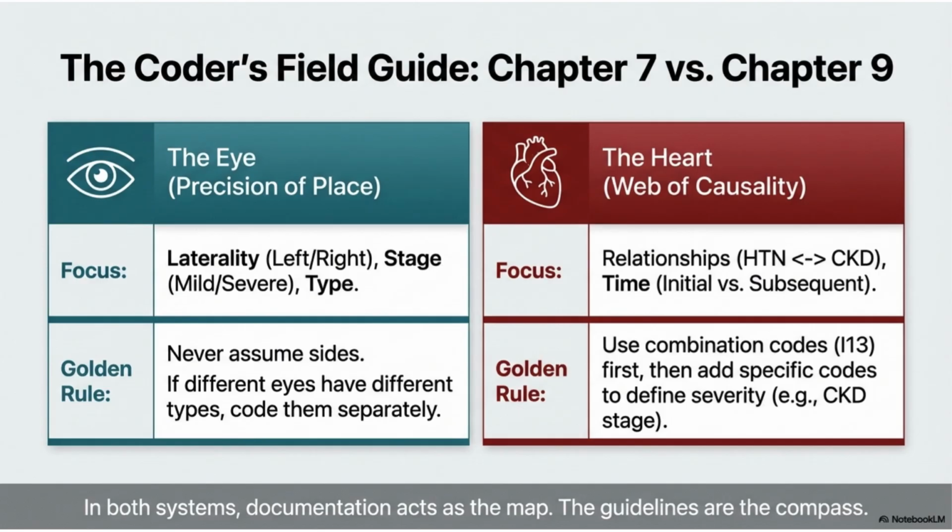This slide compares the two systems we've been working with. For the eye, precision is everything: laterality, type, stage. Never assume sides and code separately when the eyes differ. For the heart, it's all about relationships, hypertension, CKD, heart failure, and understanding how they interact. Combination codes come first, and then we add detail to define severity. In both systems, documentation is the map, and the guidelines are the compass.